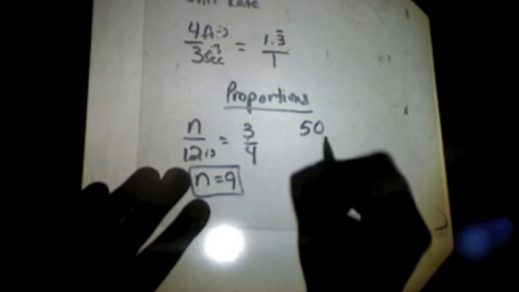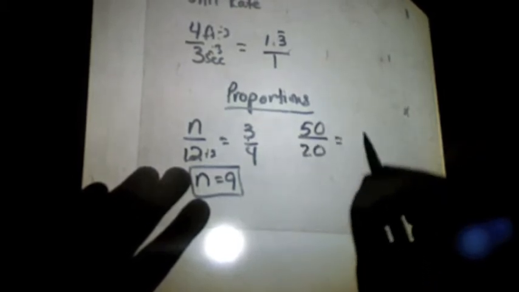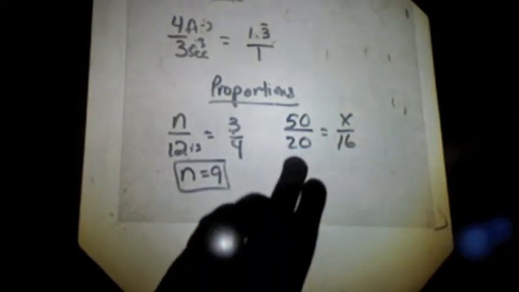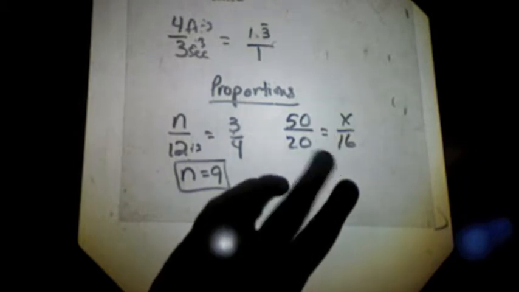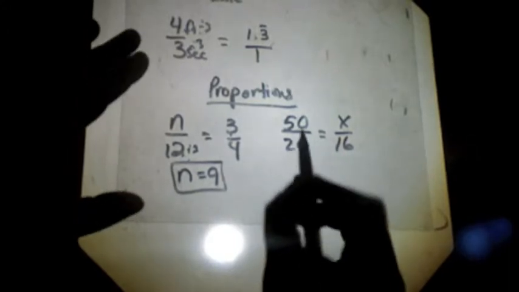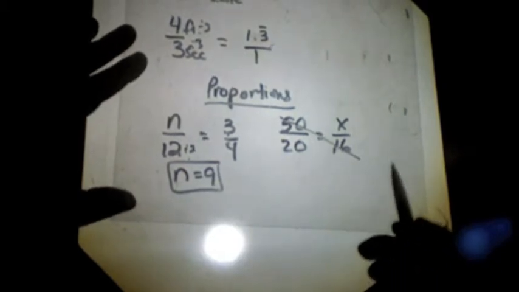But if you have a proportion like 50 over 20 equals x over 16, in this case, you don't know what to multiply or divide 20 by to get 16. It's really difficult to do that. In this case, what would you do instead? Karen? 20 times x. Yes. What do we call that? Cross multiply.